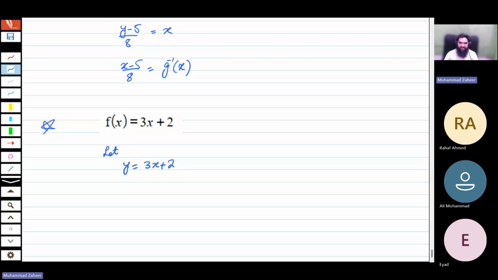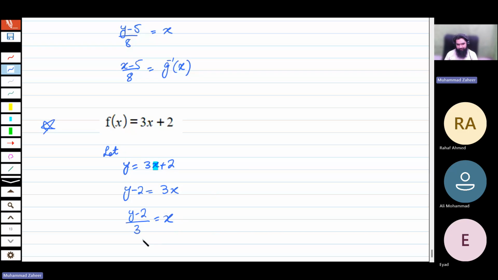We have to make x the subject, which means x will be here, but take all the other terms to the other side by the mathematical rule. So it is plus 2 on this side, it will be y minus 2 is equal to 3x. All right, next: y minus 2 over 3 is equal to x. Three is multiplying, so on the other side it will be divided, so I will get that.